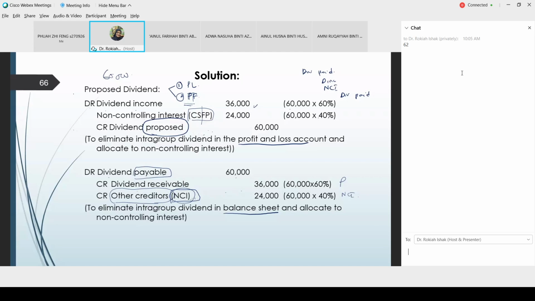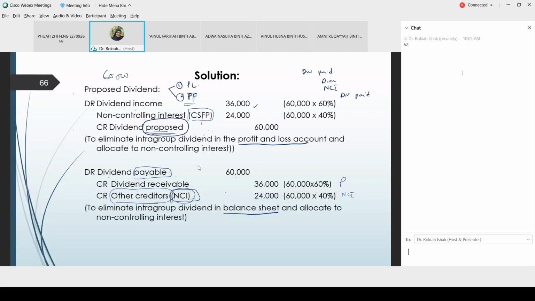So any questions that you have about dividend paid and proposed dividend? For dividend paid, the journal entry is a simple debit dividend income and NCI, and credit dividend paid. But for proposed dividend, we need to account for two journal entries. One is related to the P&L and the second one is for the statement of financial position. For the P&L, the journal entry is similar except for the credit side, where we are using proposed dividend. And then after that, we need to recognize a dividend payable and dividend receivable, because the dividend is only declared but not yet paid.